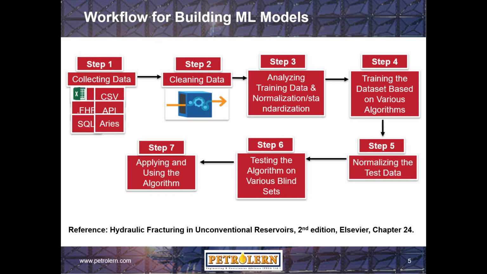So the steps are pretty easy. Steps number 1, 2, and 3. These are basically cleaning, collecting, and analyzing your data, making sure your data is normalized and standardized. You understand the distribution plots and everything else. Step number 4 is when you train your model and choose an algorithm that fits your model the best. And those algorithms, as I said, depend on the size of the training set, the accuracy, training time, number of parameters, number of features, and so many other parameters.